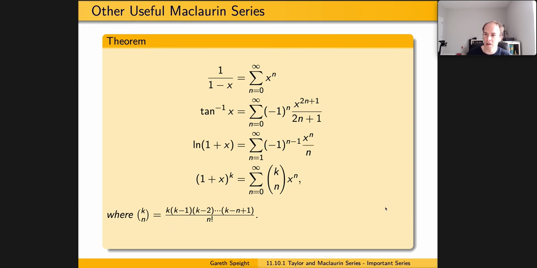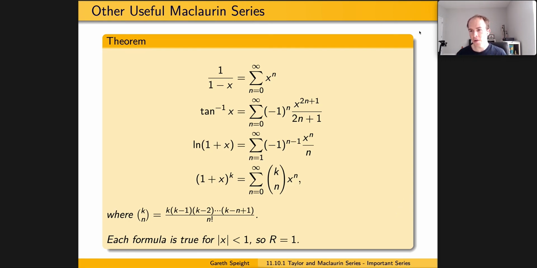So I think this is worth putting on a formula sheet, but definitely know the 3 from the previous slide and 1 over 1 minus x, the sum of x to the n. Okay, and these ones are true for absolute value of x less than 1, so the radius of convergence is equal to 1.